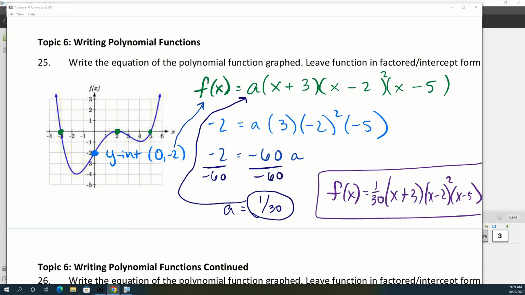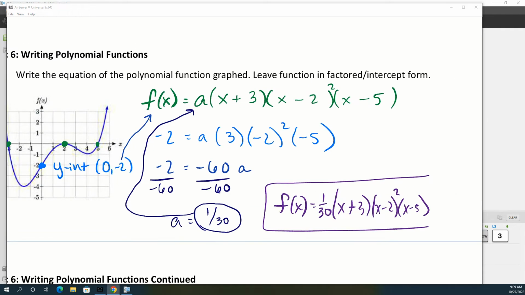So when it tells you to leave the function in factored or intercept form, this is what they're talking about. I don't want you to take the time to multiply that out. There'll be other problems where you have to multiply it out that won't be as time consuming as that one would have been. And you'd have a bunch of fractions too. All right, what other questions do you guys have?